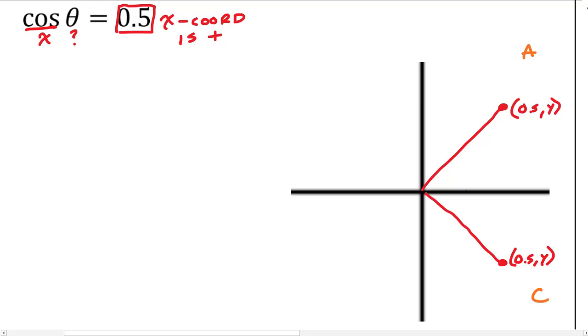One of them is going to be from here to here, and I tell you right now, that's the one the calculator is going to spit out. It basically gives us the shortest, quickest one. It's going to tell us that first angle there. But we have to figure out the second angle.